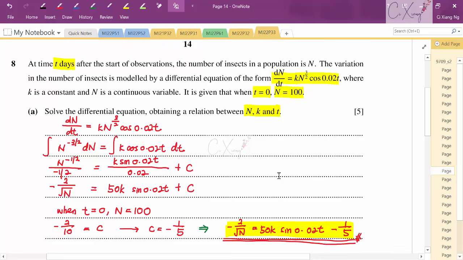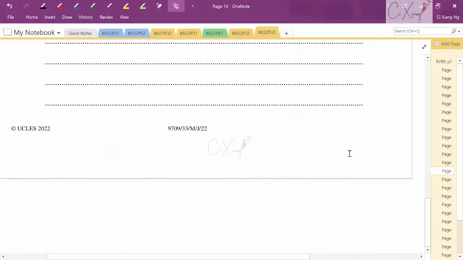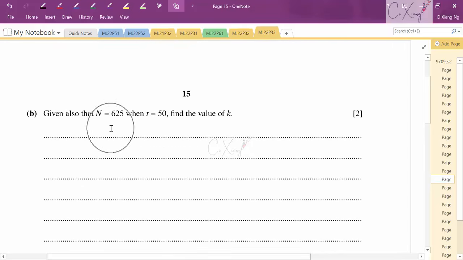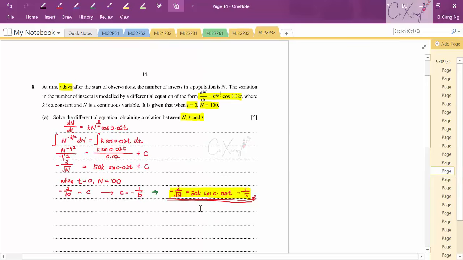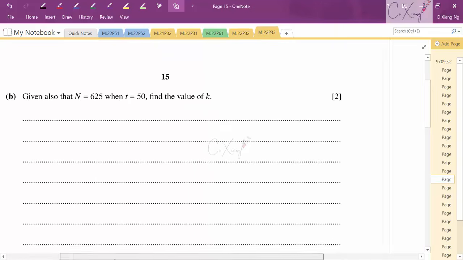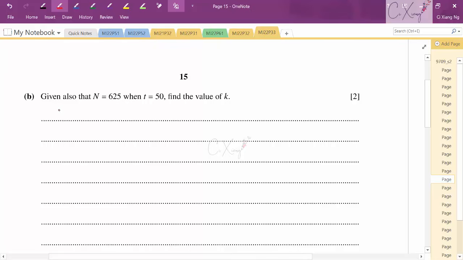And now let's continue to part number B. Okay, so for part B, they are saying that when n is equal to 625, t equals to 50, they want us to find the value of k. Alright, so for now, we try to substitute all these values into our answer just now, which is this one. Okay, alright, so let us start. Maybe I can just copy the equation again. I'm having this as my answer in part A.